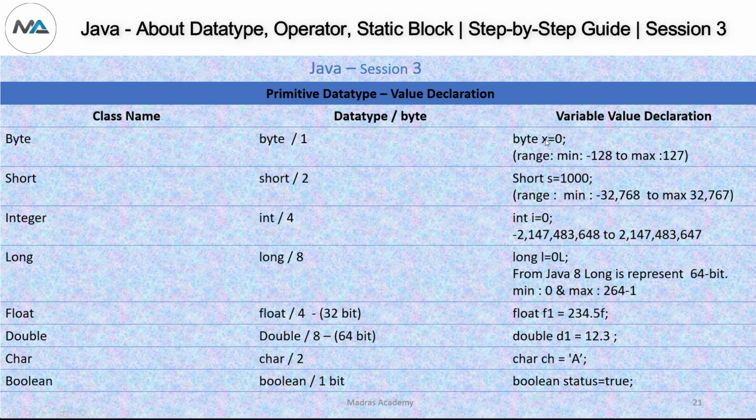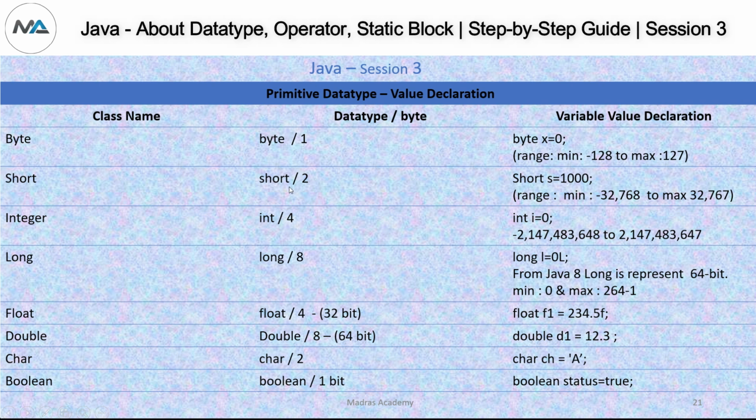So byte x = 0. What is byte here? It is a data type. x is a variable. Equal to, any value we have to assign. So I assigned the default value as 0, and after the declaration we need to put a semicolon. So this is the syntax, this way we need to write it. And how to declare this variable in our code and how to print the value, we'll see it. Just for the basic introduction I'm telling like this.